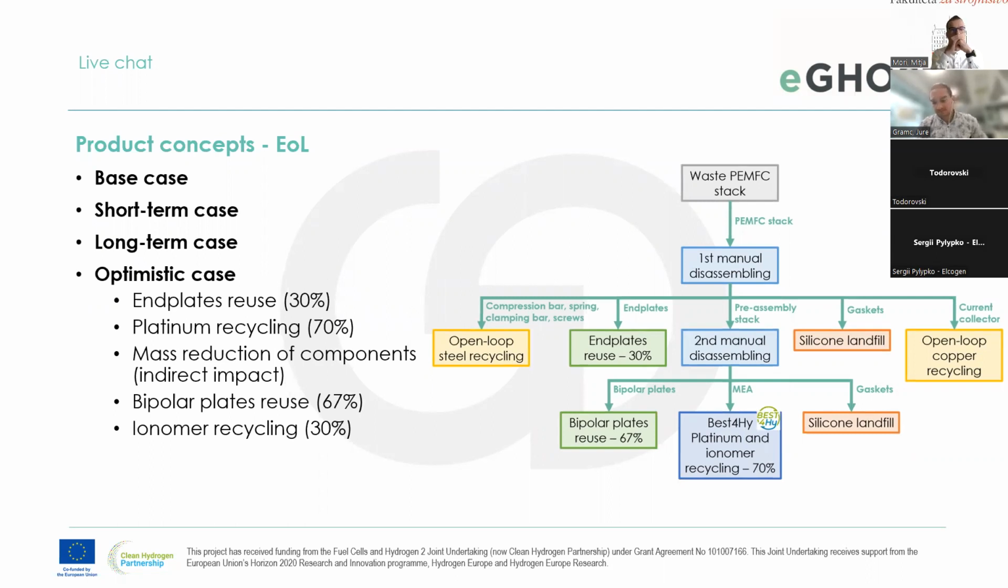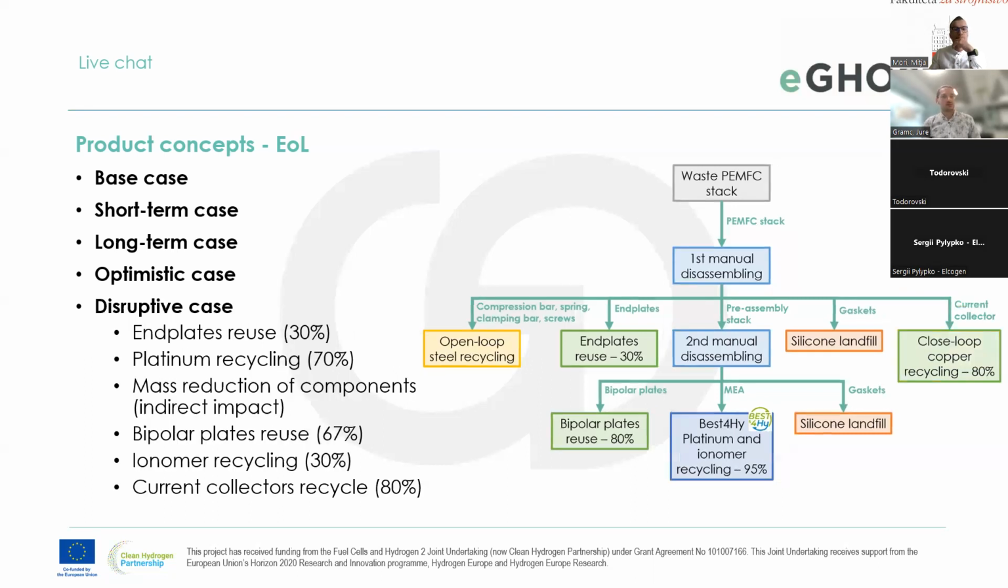Optimistic case, this is really optimistic as the name said. So it basically shows potential of what can be achieved, but the industry, we don't know if that's possible, but it has a potential to achieve it. So as you can see, we increased the platinum recycling to 70%. Also increase the bipolar plates reuse to 2/3, and we also have an ionomer recycling, which is also being discovered or being worked on within the Best for High project. And the last case is a disruptive case.